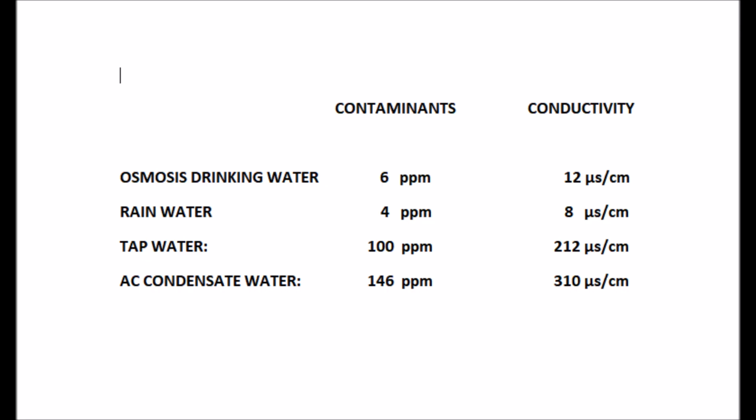From this test, we see the worst and the best. The worst one is the AC condensate water, 146 parts per million, and the best one is the rainwater, which is 4 parts per million. The rainwater is even better than the osmosis drinking water. So from this test, make sure you don't drink the AC condensate water.